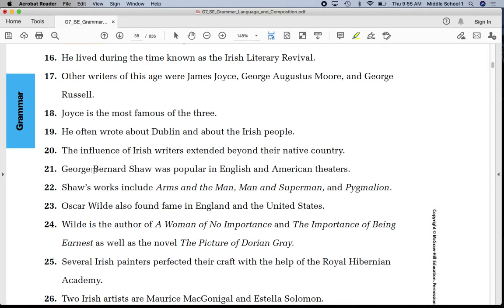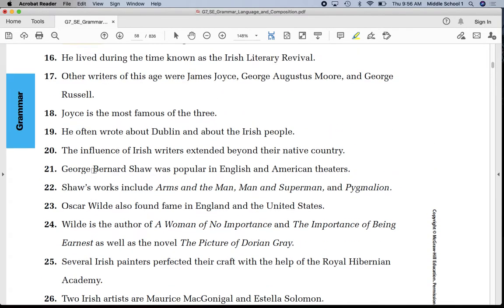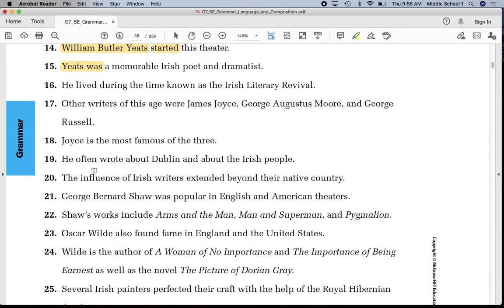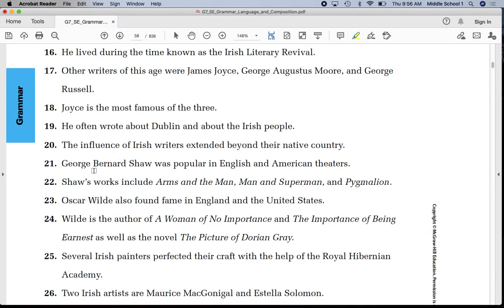Now, if you look at the rest of these sentences here, they follow the patterns that we had talked about earlier. What I'd like for you right now is to take a couple of minutes and read through the sentences and, to the best of your ability, underline the simple subject once, the simple predicate twice, and put a line in between them.